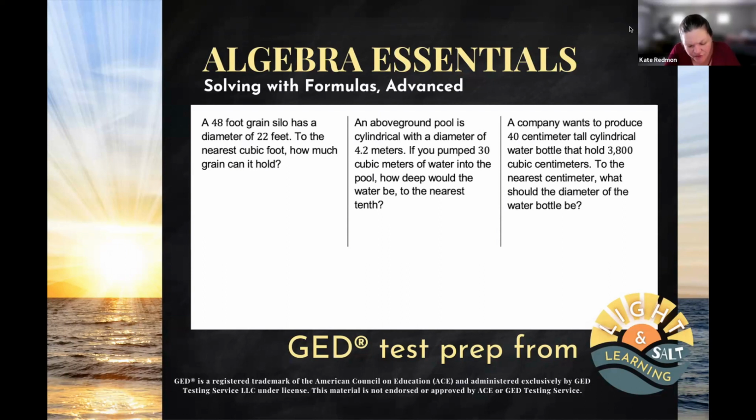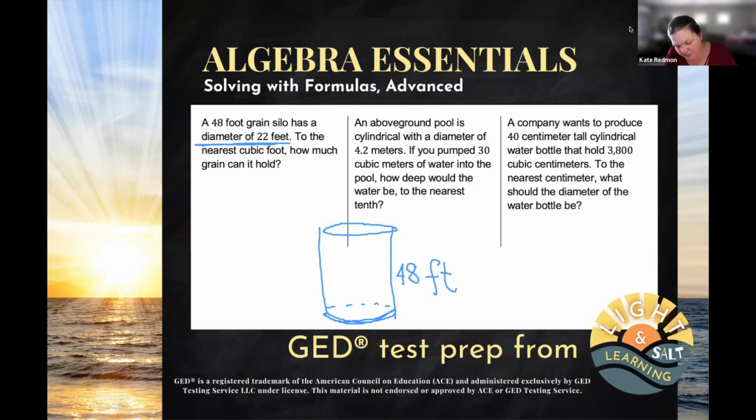Even if I'd never heard of a grain silo, I can see that it has a diameter of 22 feet. That's a big clue that there's a circle going on here. But yeah, generally grain silos are cylindrical. They're shaped like these long tubes, cylinders with a circle on either side. And we see that it's a 48-foot grain silo. I'm going to assume that they mean height by that. And then it has a diameter of 22 feet.